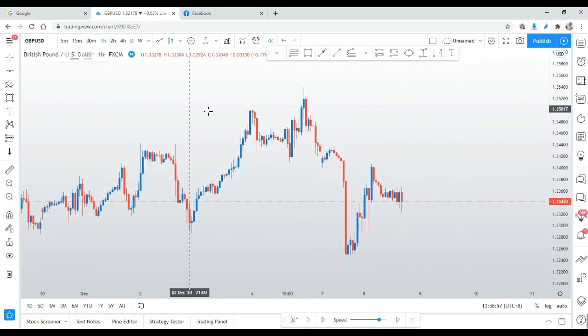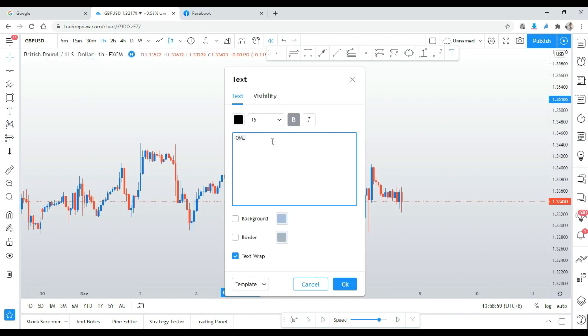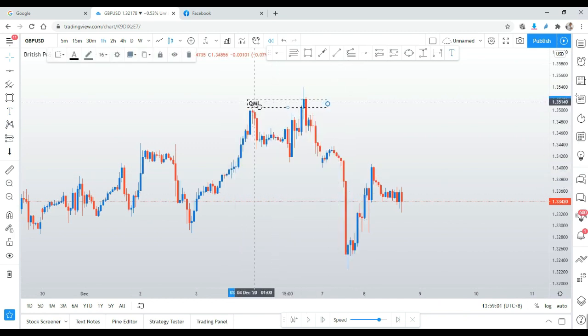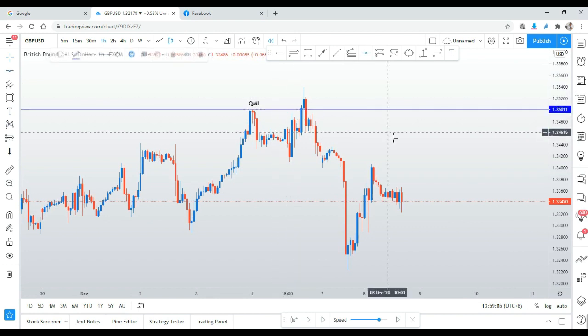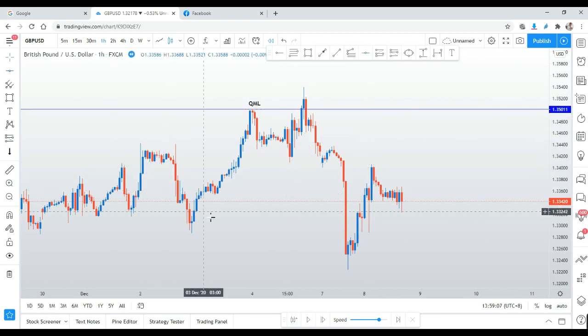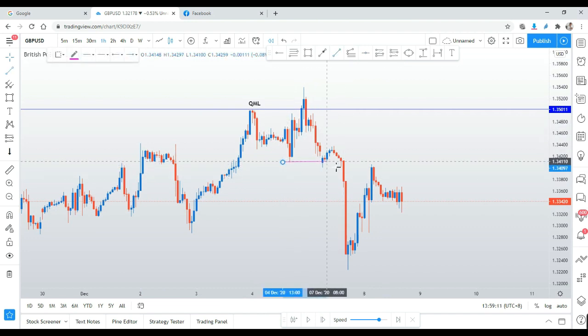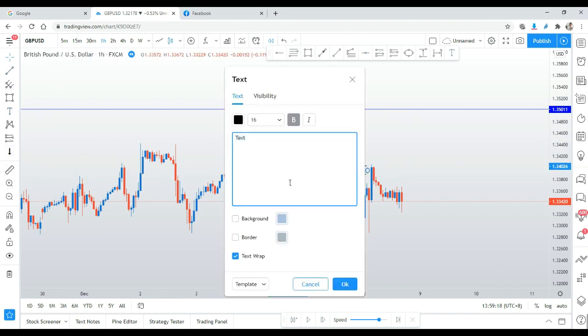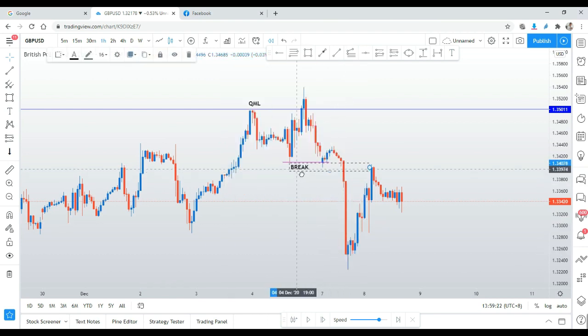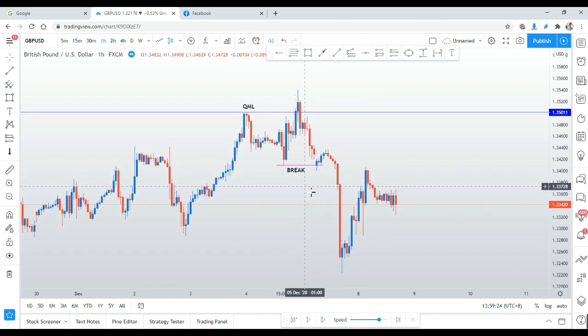So we label our QML, do everything properly. Make it a habit. We have our QML level. Then what else do we have? We have the break. Then maybe you might label it as break, just put it there so that you know it broke here.